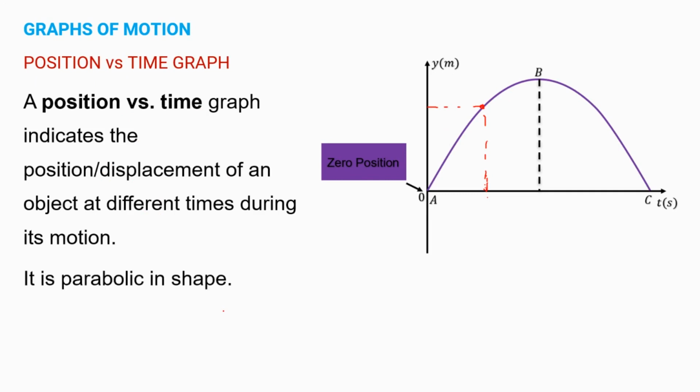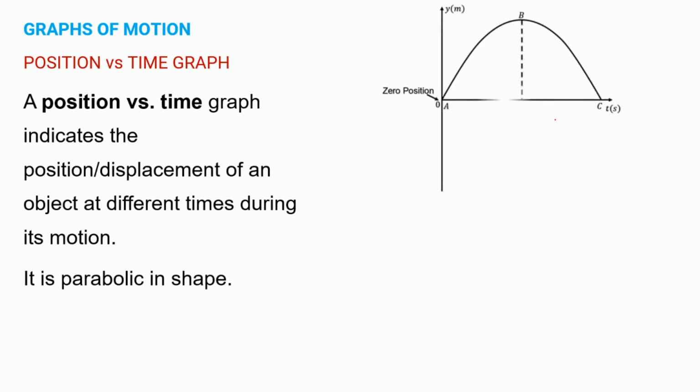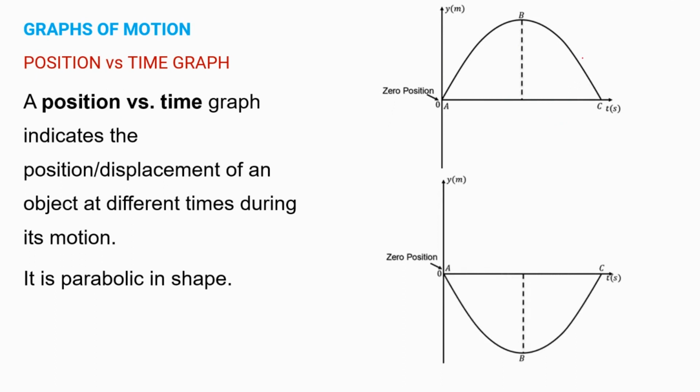It is parabolic in shape, so it can be either concave up, depending on which direction you choose as positive, or it can be concave down. This one is concave down, this one is concave up. You see that? Depending on which direction you choose as positive.